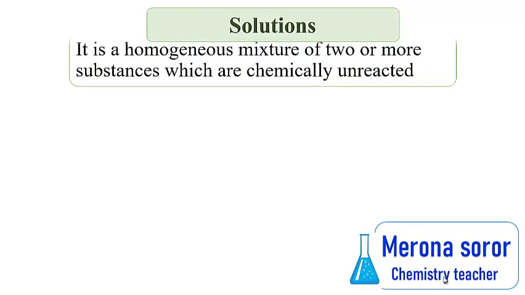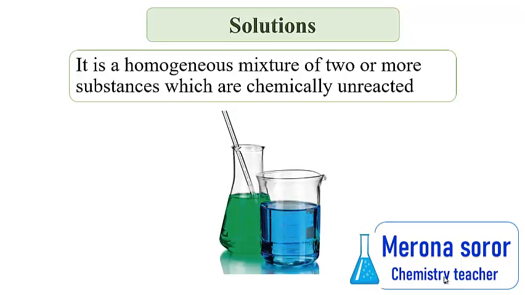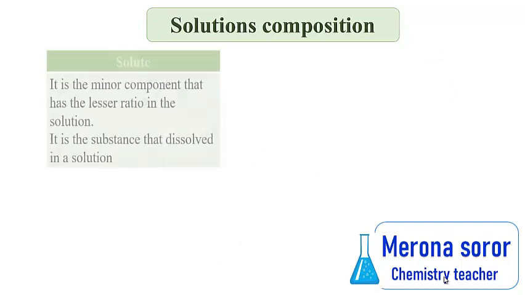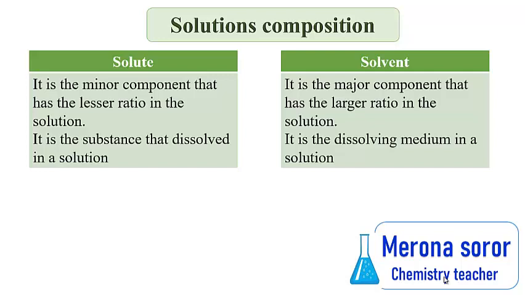Solutions. It is a homogeneous mixture of two or more substances which are chemically unreacted. Solutions composition. Solute. It is the minor component that has the lesser ratio in the solution. It is the substance that dissolved in a solution. Solvent. It is the major component that has a large ratio in the solution. It is the dissolving medium in a solution.